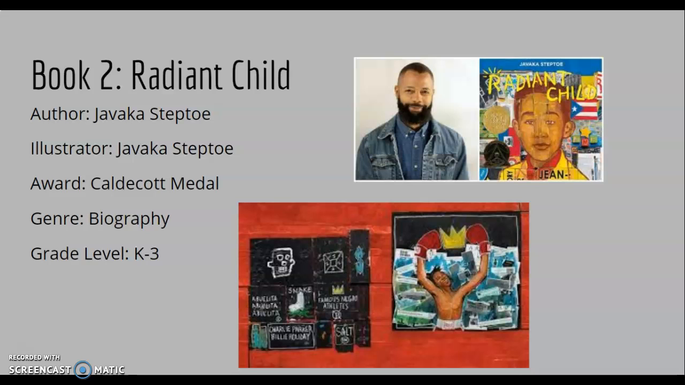The second book is called Radiant Child, and this is about a young artist. As he grows up, it's a biography of his different creations and how he began to create art pieces that really expressed his emotions throughout.